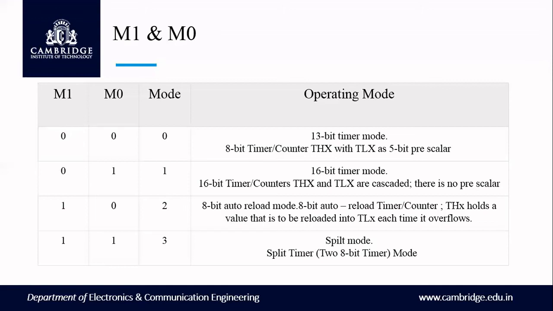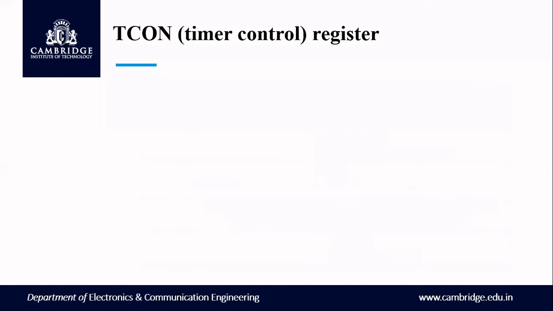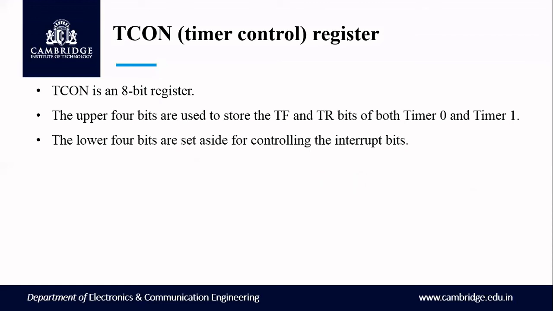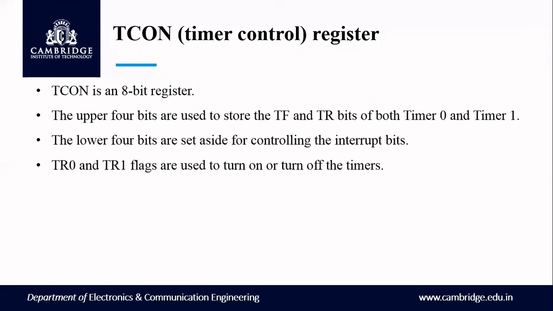Next is the TCON register, the timer control register. This timer control register is again an 8-bit register. The upper 4 bits are used to store the TF and TR bits of both timer 0 and timer 1. The lower 4 bits are set aside for controlling the interrupt bits. The TR0 and TR1 flags are used to turn the timers on or off. If you set these particular bits of the TCON register, the timer will start. If you reset, the timer will stop. So that we need to understand.